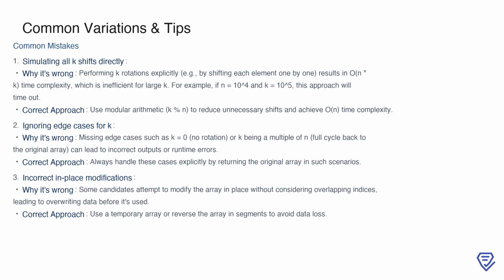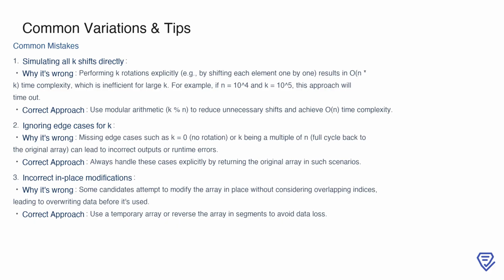Another frequent issue is neglecting edge cases for k. For instance, if k is 0 or a multiple of n, the grid remains unchanged. Failing to account for these scenarios can lead to incorrect results or runtime errors. Handling these explicitly by returning the original array ensures correctness.